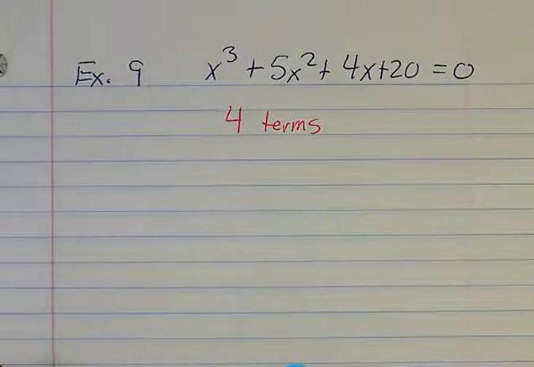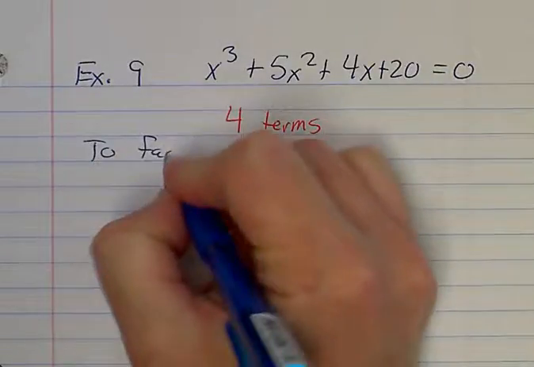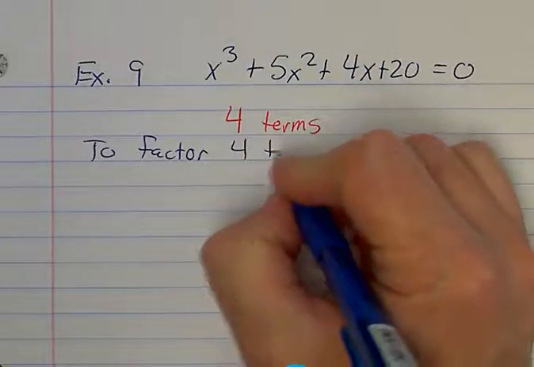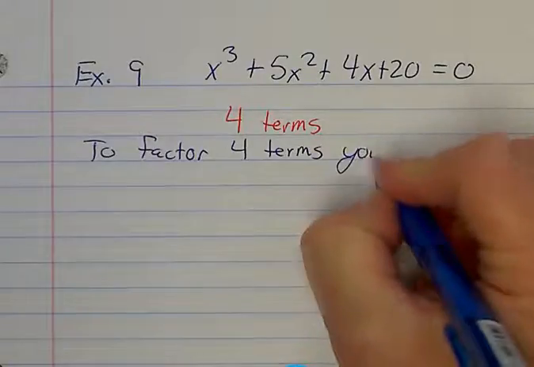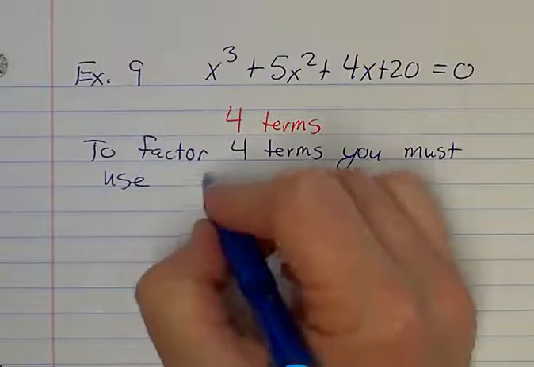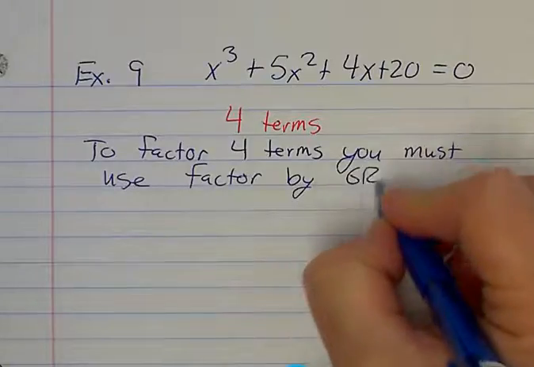Anytime you have 4 unique separate terms like this, you've really got one option. Anybody remember what to do with 4 terms? It's a special kind of factoring. Now that one, you still use 3 terms for that one. And once we say it, you may know what it is. To factor 4 terms, you must use factor by grouping.